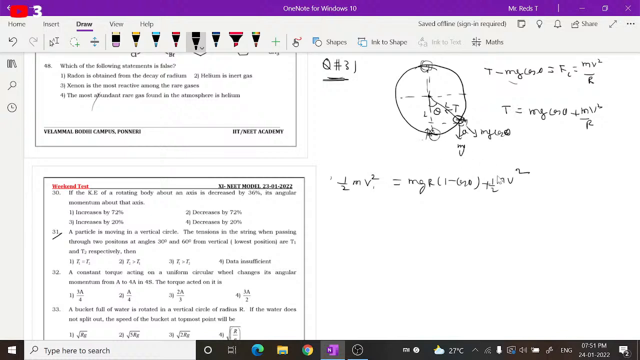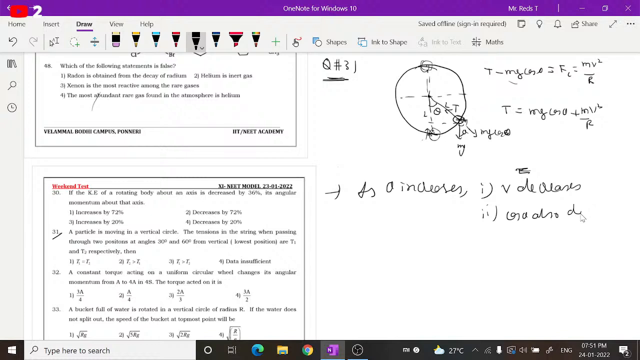So by using that condition, without doing all these simplifications, we can say that as theta increases, number one, v decreases, so this term decreases, and number two, cos theta also decreases, so that means this also decreases. Both terms decrease, which means tension will decrease. So therefore T decreases.